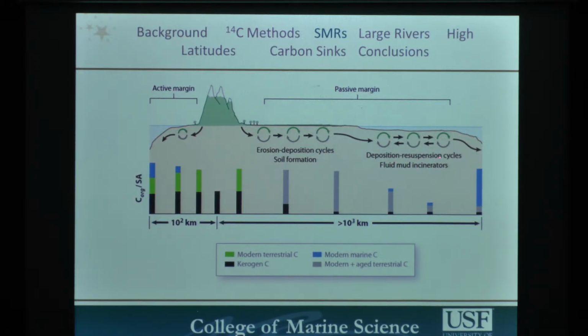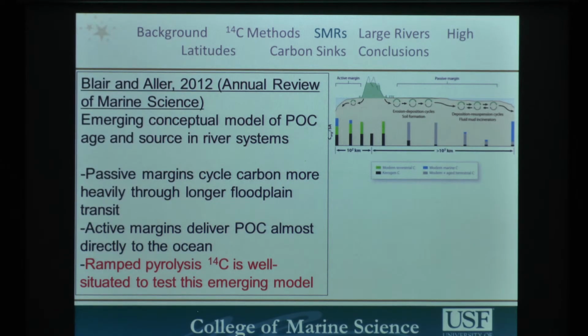So basically what this means is that you belch a bit of that terrestrial carbon back into the atmosphere. And that becomes important if some of what goes back into the atmosphere was originally kerogen, right? This is pretty important for the carbon cycle. So I pretty much said all of this. This is an emerging conceptual model.